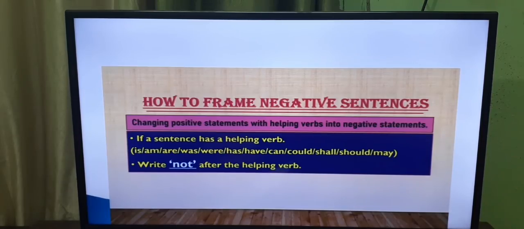You just have to find the helping verb in the sentence and write not after the helping verb. What you have to write? Not after the helping verb. And your sentence will be changed into negative.